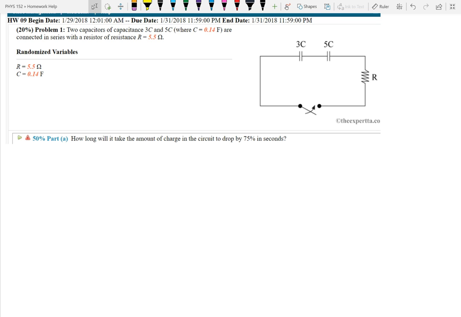Okay, so we have a situation where we have two capacitors, 3C and 5C, where C is 0.14 farads, connected in series with resistor 5.5. How long will it take for the amount of charge in the circuit to drop by 75%? So we don't know what the charge is. We just know that it's going to drop. So the first question we have to ask ourselves is, how is time going to relate to charge? How is charge going to vary with time?